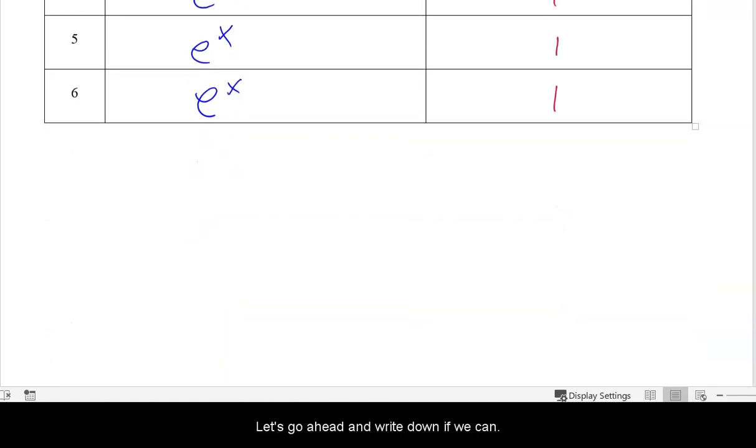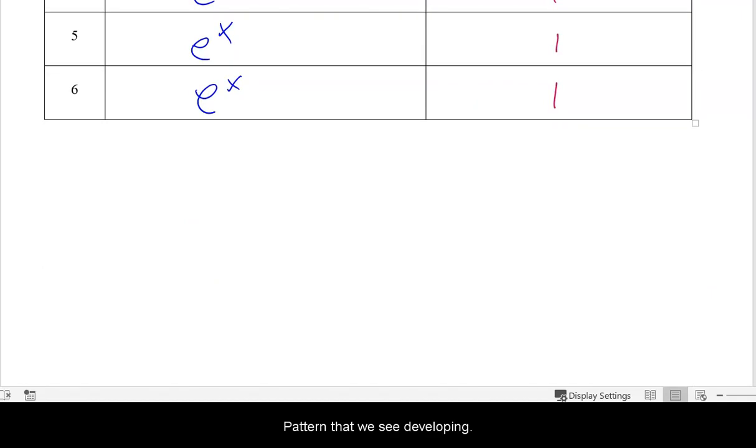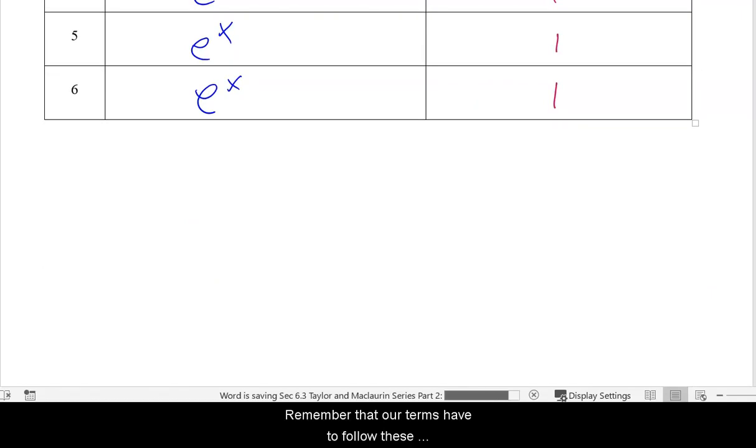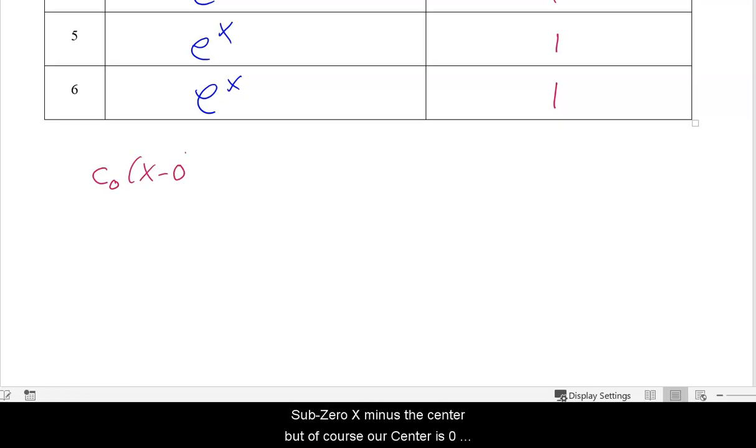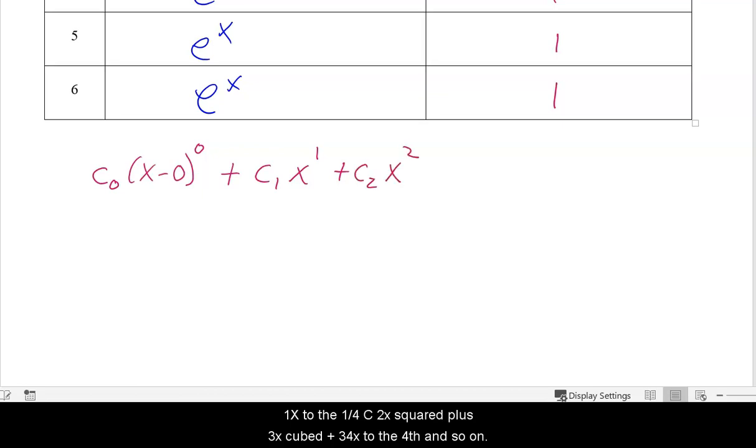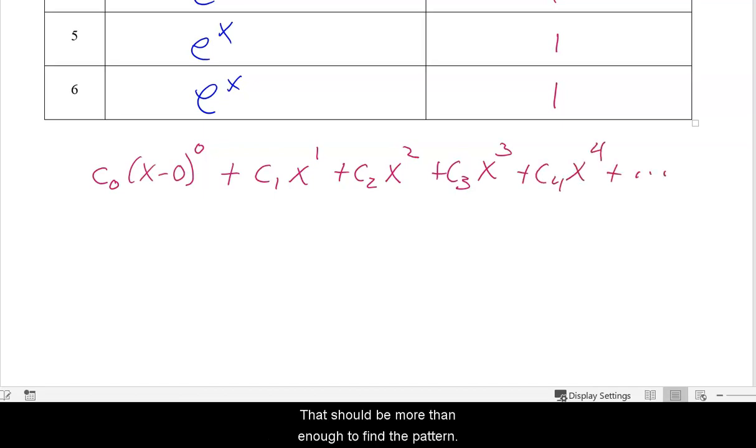Let's go ahead and write down, if we can, the pattern that we see developing. Remember that our terms have to follow c sub 0, x minus the center, but of course our center is 0 to the 0, which means ours will all be multiples of just x. c1 x to the 1 plus c2 x squared plus c3 x cubed plus c4 x to the 4th, and so on. That should be more than enough to find the pattern.